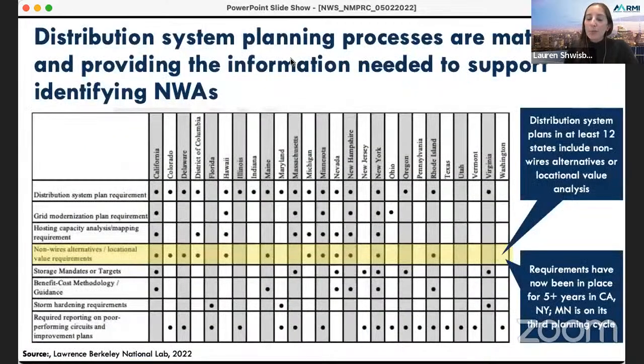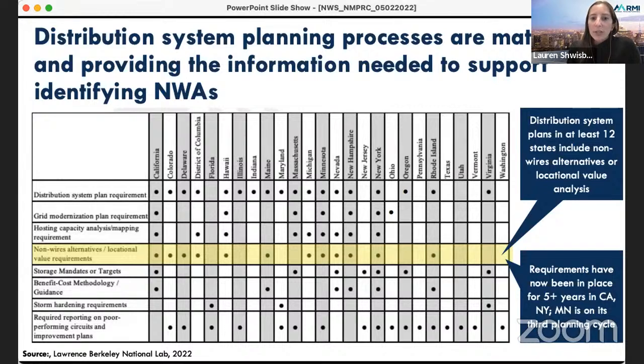Another key trend here that I'll highlight is that the rise of distribution system planning processes is a big factor at play here too. So at least 12 states have processes that require analyzing the opportunity for non-wires solutions. This is a chart that I believe that Lisa shared with y'all a few workshops back as well, but I just wanted to really highlight that row that shows where non-wire solutions are part of the distribution system planning process.